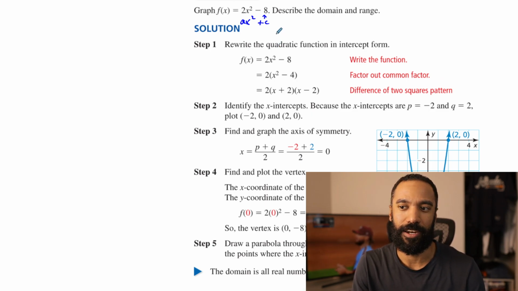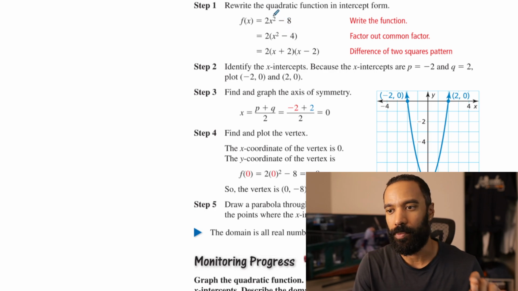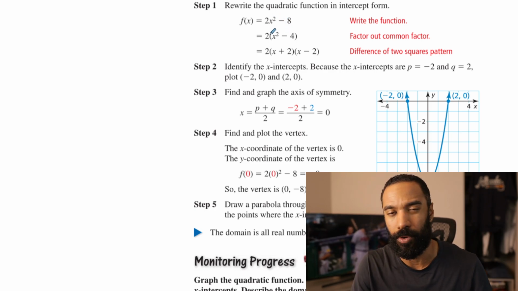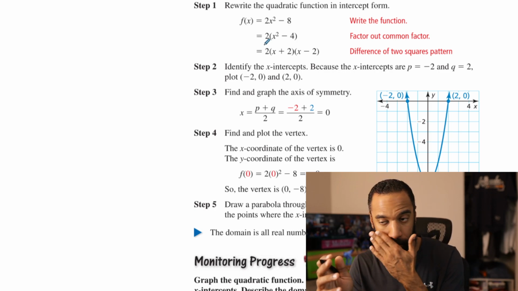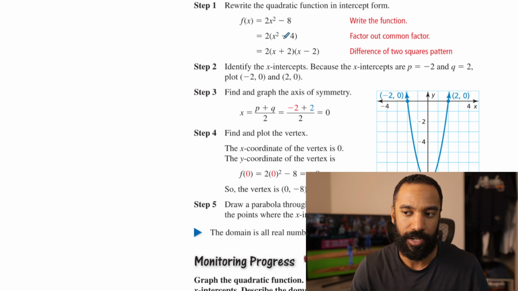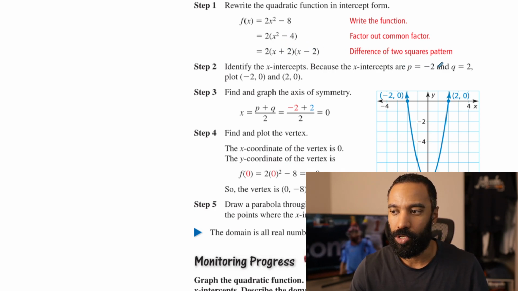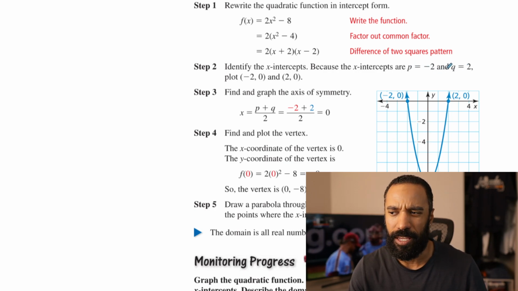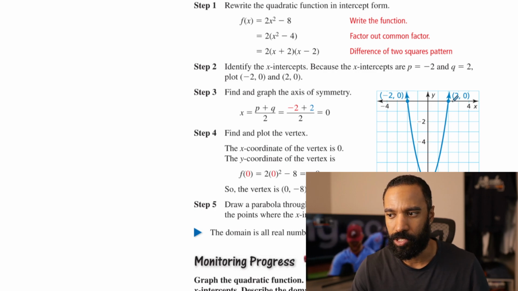But we need to find also those x-intercepts, and we want to find them out of factored form. So let's factor this. We start with the GCF, and the GCF is so important here because that'll represent the a value. Anything that can factor out, do it before you do the other factoring. You factor out a 2, and then you have a difference of 2 squares here, so we can factor that down, x plus 2 times x minus 2. Negative 2 and 2 are both your x-intercepts.